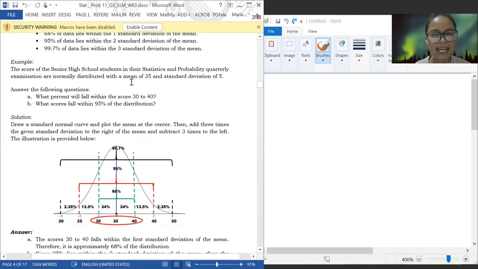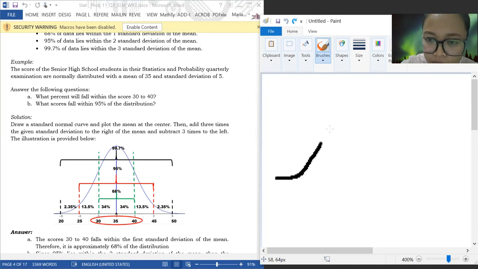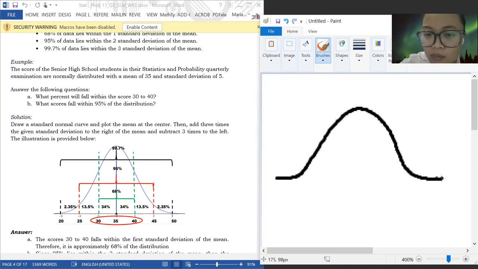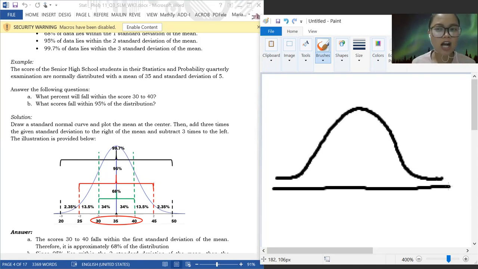So, let's go to the example. This is an example you can try to solve or answer in the activity. The scores of the senior high school students in their statistics and probability quarterly examination are normally distributed, with a mean of 35 and a standard deviation of 5. What you will do is draw the curve first. Okay, almost perfect, that is the curve.